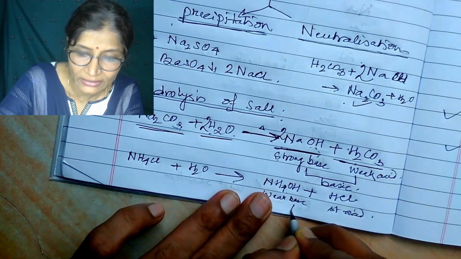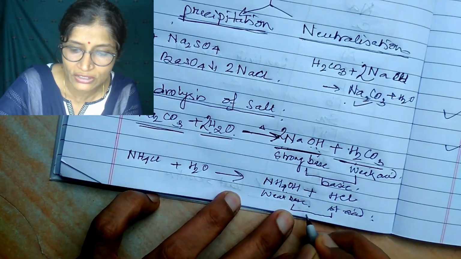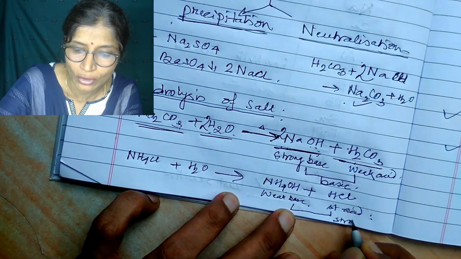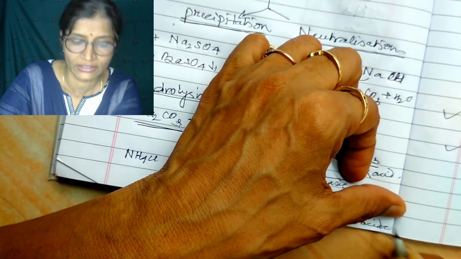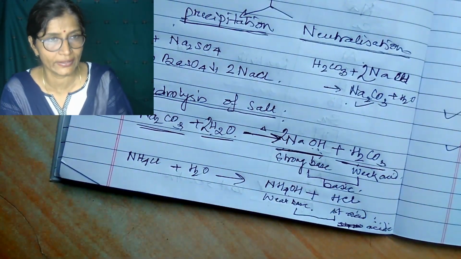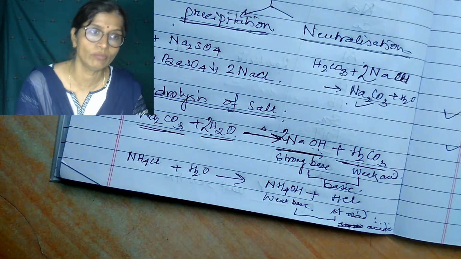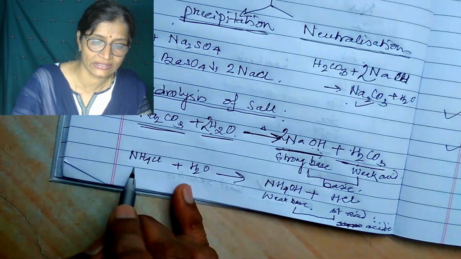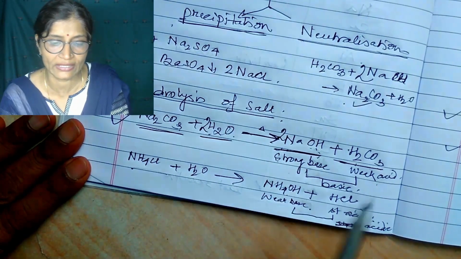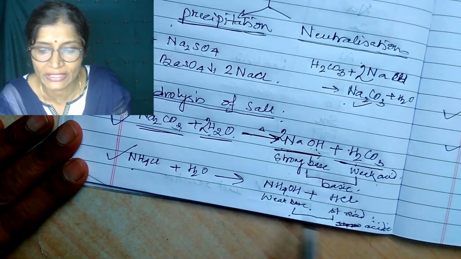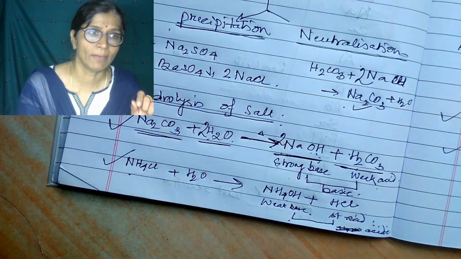So the resultant solution will be what? Since it is a mixture of weak base and strong acid, the resultant solution will be acidic in nature. So when ammonium chloride is added to the water, then the color of the litmus paper will change from blue to red because it is acidic. So this is a salt of strong base and weak acid, while this is a salt of weak base and strong acid.